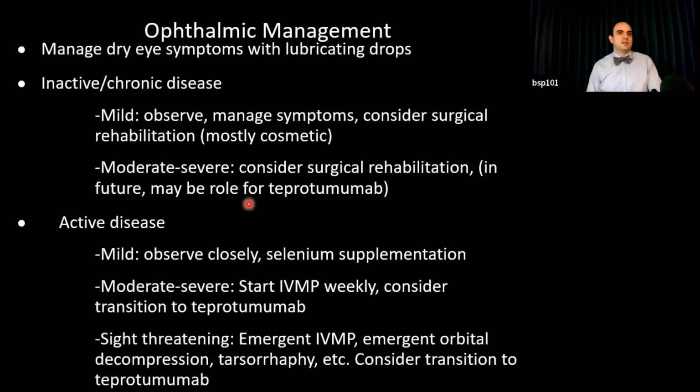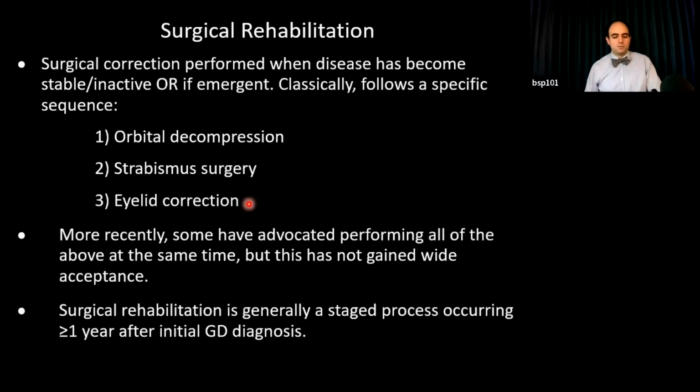And for sight-threatening disease, you have to do something emergently. The most common emergent intervention is emergent steroids, and it usually works. But if that doesn't work, bony orbital decompression, if their eyes are popping out of their eye sockets or they have compressive optic neuropathy. Or if their eyes are too exposed, if that's the only issue, you can do a temporary tarsorrhaphy or a partial tarsorrhaphy. And then after you start steroids again, in the next few weeks, you consider Teprotumumab.